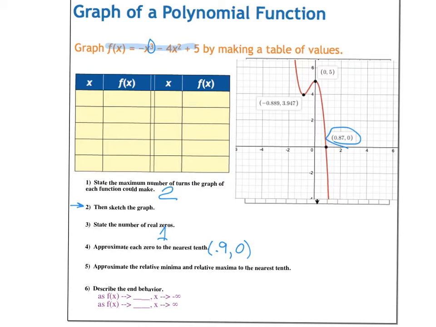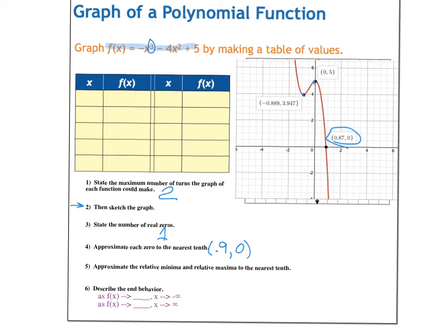All right, and then we're going to approximate the relative min and max. That just means in certain parts of our graph, what's the highest point, what's the lowest point. It's really going to be our turning points that we're talking about. We have a min here because it's a lower point, and we have a max here because it's a higher point. If you think back to when we were graphing parabolas, we also used the words maximum and minimum, and that referred to those values for the vertex. So it's the same kind of idea here.